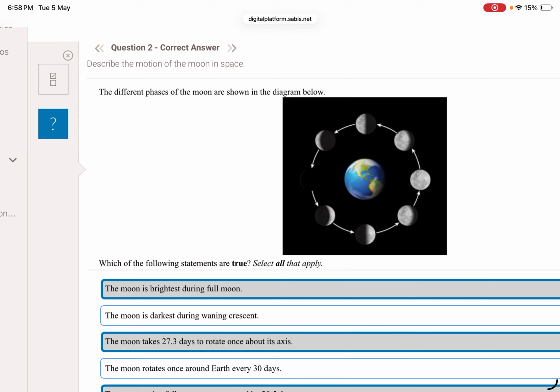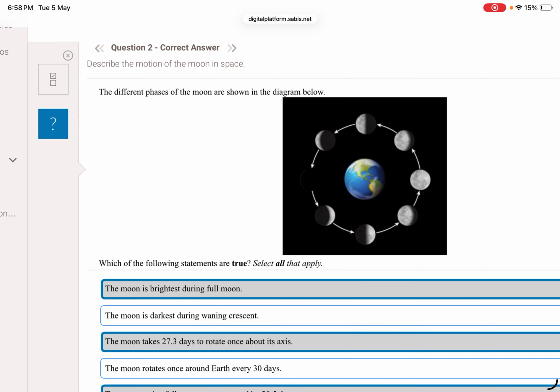Select all that apply. The moon is brightest during full moon. Okay, that's obvious. It's true because during the full moon the entire face of the moon is facing the earth and it is lit by the sun at the same time. That's why it would be the brightest during the full moon.